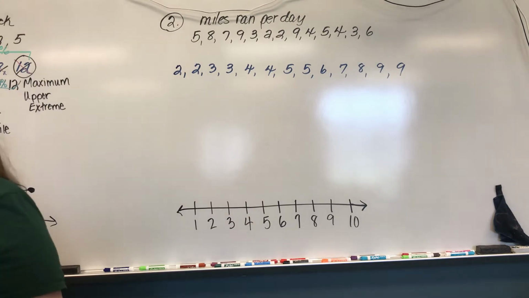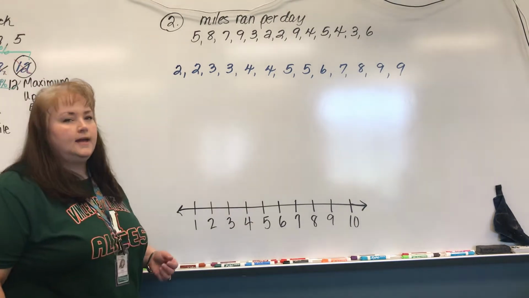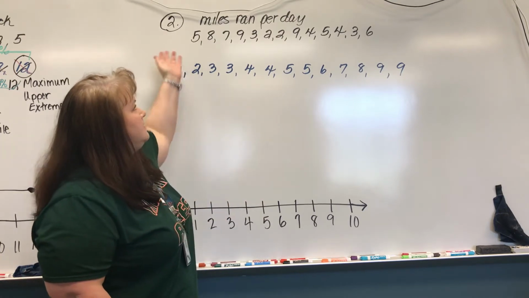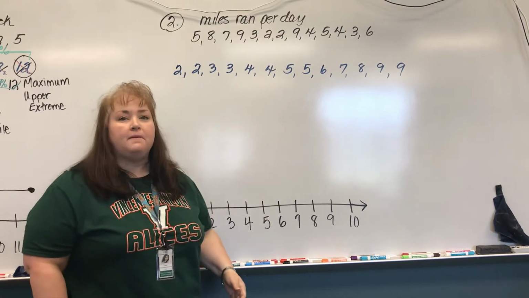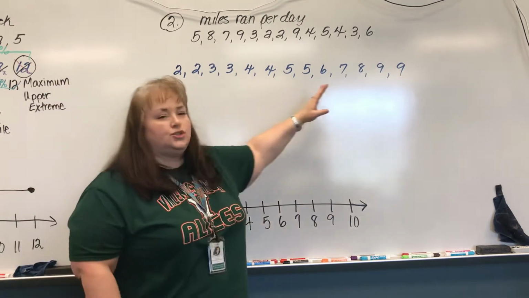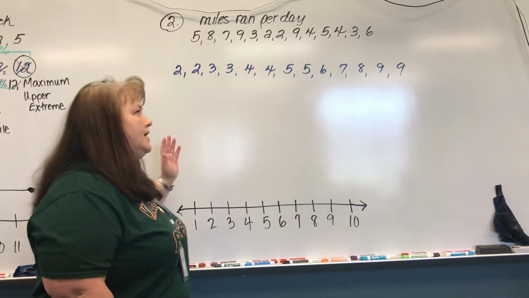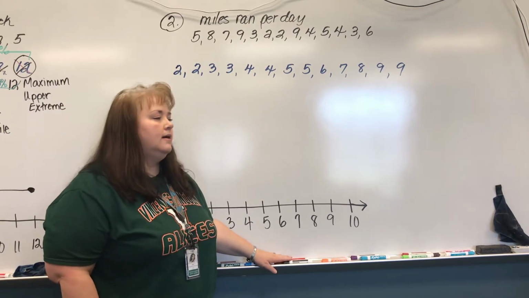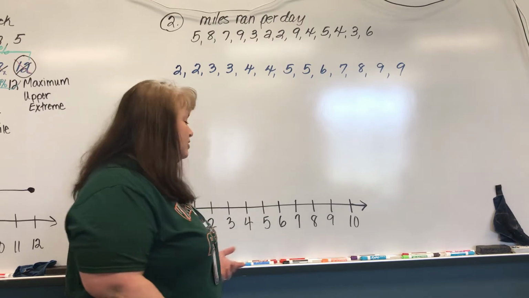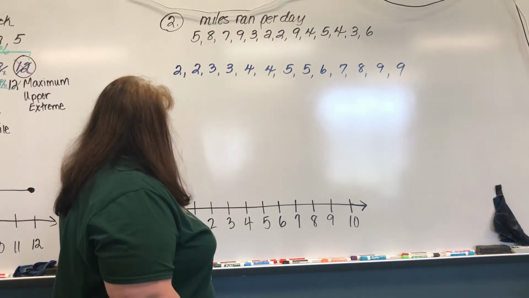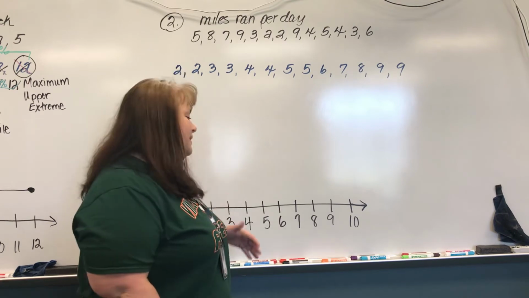All right, so on problem number 2, again, I've done some prep work here. We have our data that's about miles ran per day. I have put my data in order from least to greatest, and based off of my data, I have my number line ready to go, so this is going to save us a little bit of time. All right, so let's start out with finding the median.